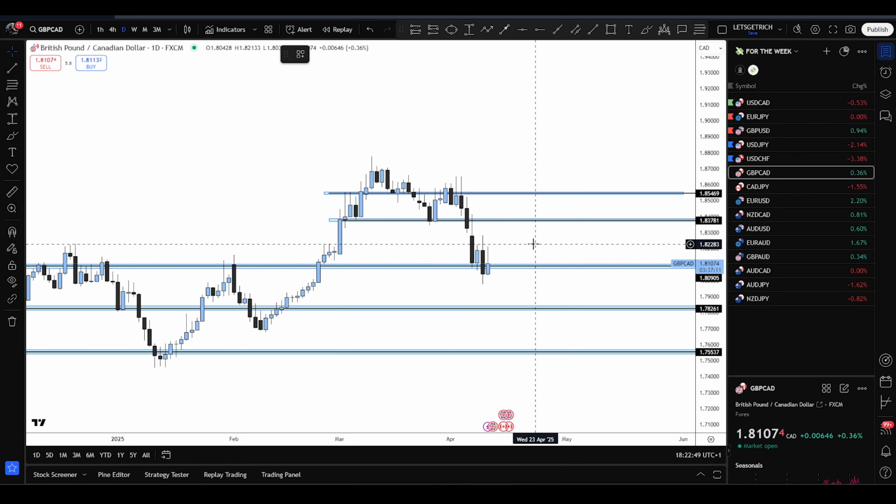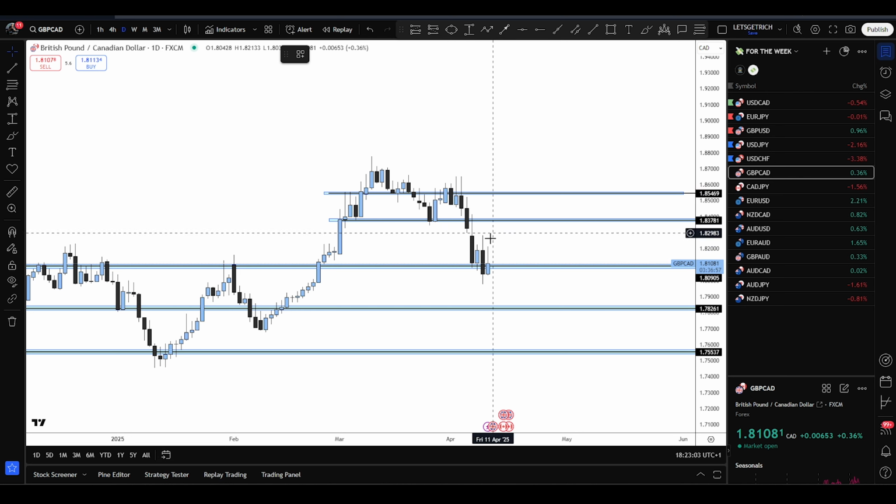As you can see in the title, we're going to recap this GBPCAD trade that I took on Monday. Now this trade helped me pass my 100k challenge, and I'm just going to break down what I did, what I saw, and my reasoning behind why I took the trade.